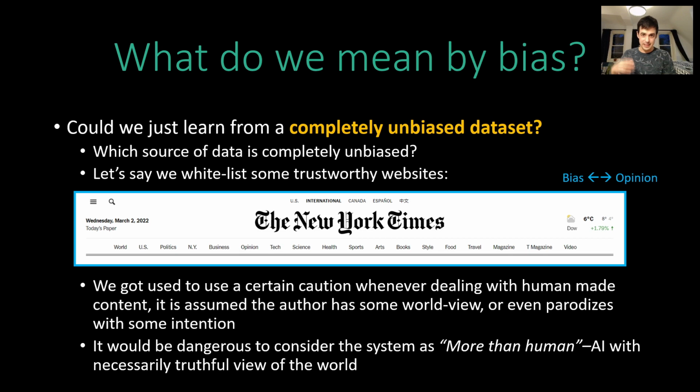That's a behavior that we have when we are dealing with another human agent and interacting with their works. It would be quite dangerous to consider these AI systems to be more than human, sort of godlike AI, where because they are AI, they wouldn't have these biases and would just have a pure, truthful view of the world. That's not true, that's not possible, at least not with what we are facing in these examples, because there definitely is some bias.